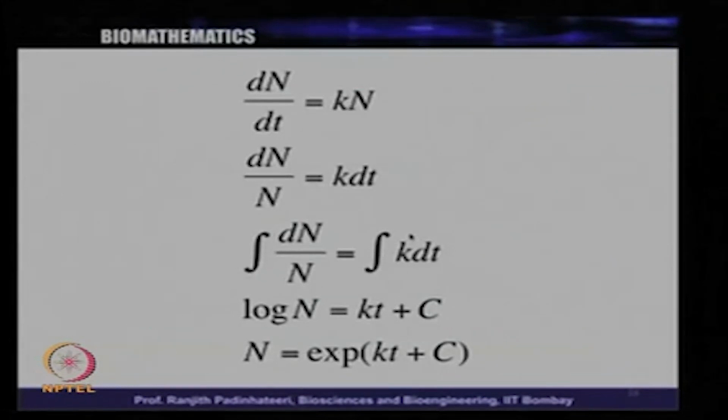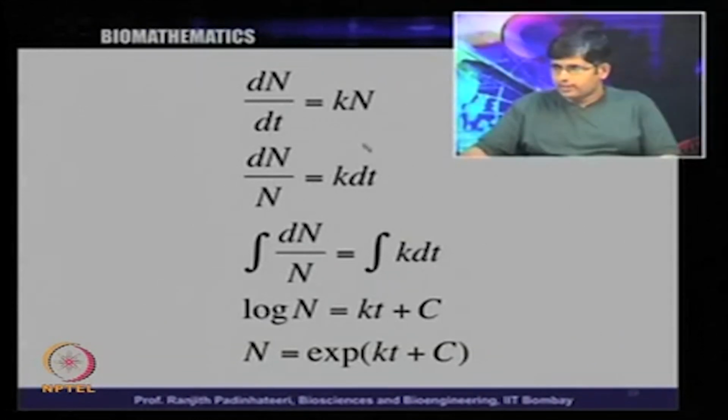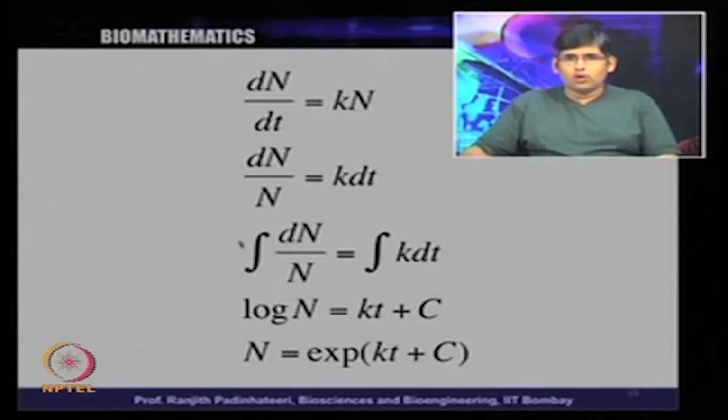So, we have dn by dt is equal to kn. That is the equation that we have. We can rewrite this as dn by n, so we can take this n below and dt the other way. So, dn by n is equal to k dt. Now, you can integrate both sides. So, integral dn by n is equal to integral k dt. That is what this says.